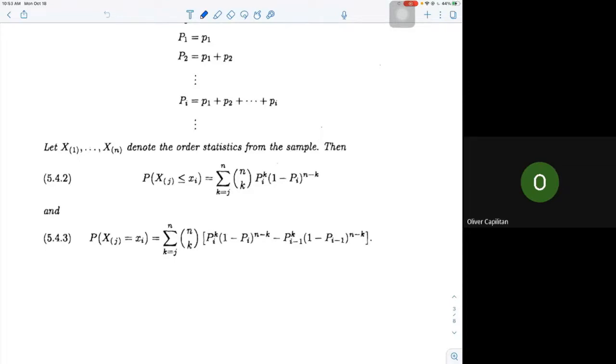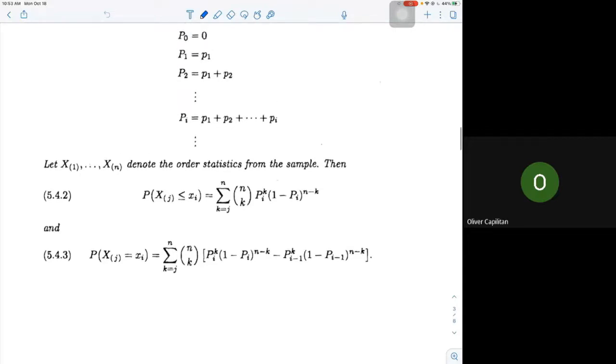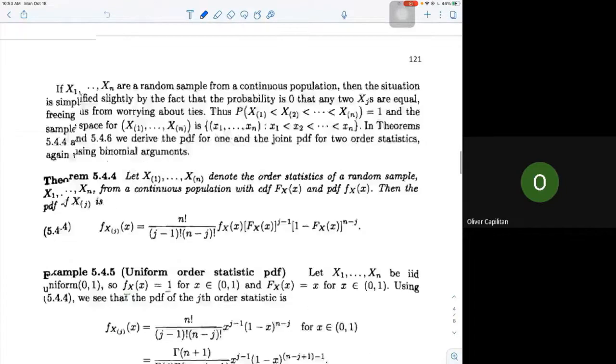We're going to use that equation 5.4.3. If you want to know the proof of this, you can see the proof in the book of Casella and Berger. This is for the discrete case. Okay, let's proceed to the continuous case.